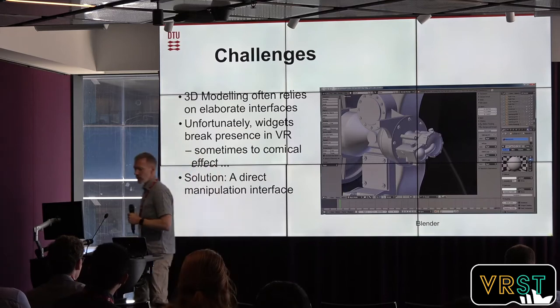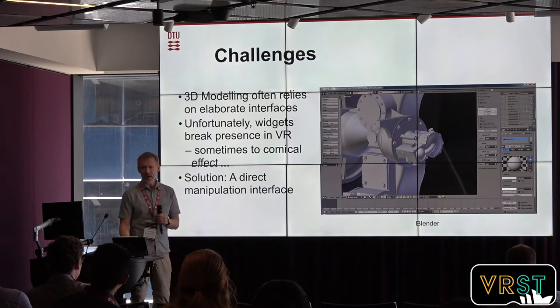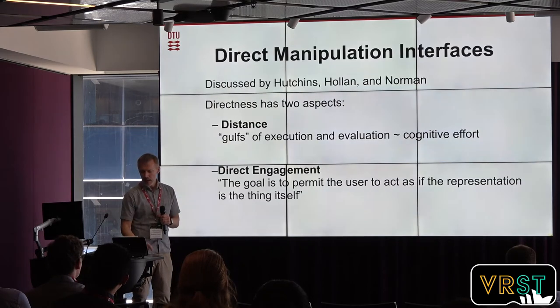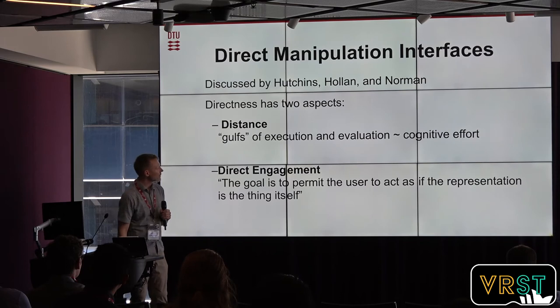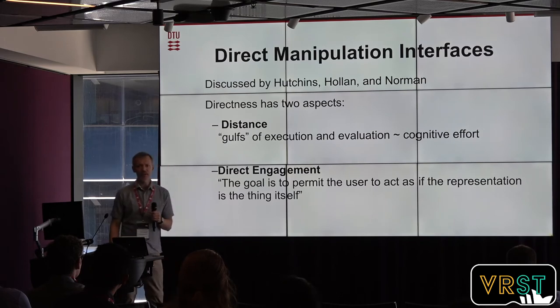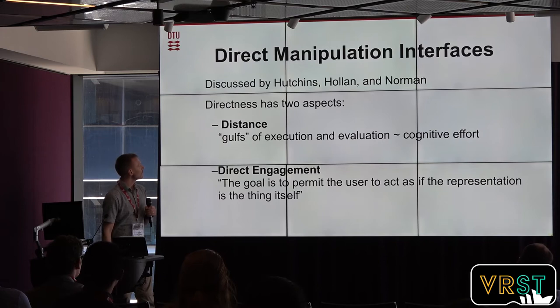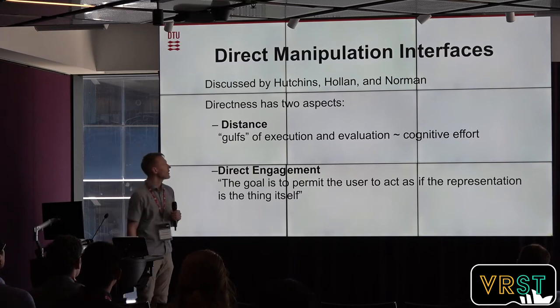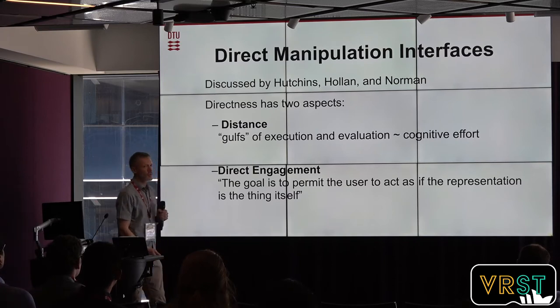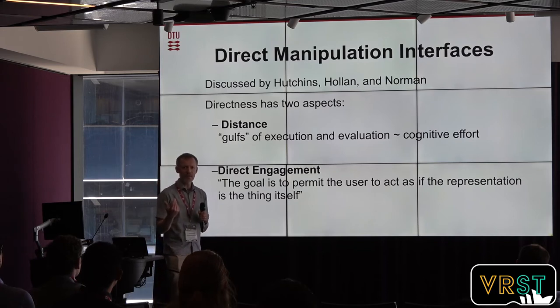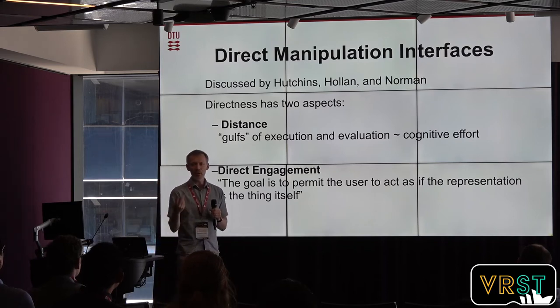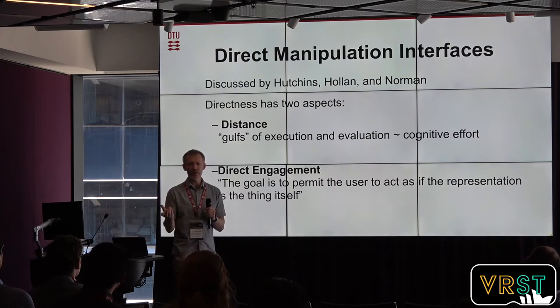So how do we do that? Well, perhaps we can work with very direct interfaces. Let's look a little bit at what it means that an interface is direct. There's a quite inspiring paper by Hutchins, Holland, and Norman, where they discuss directness. Essentially they talk about two aspects to directness. The first is the notion of distance. If an interface is very direct, the gulf of execution and the gulf of evaluation is not so big.